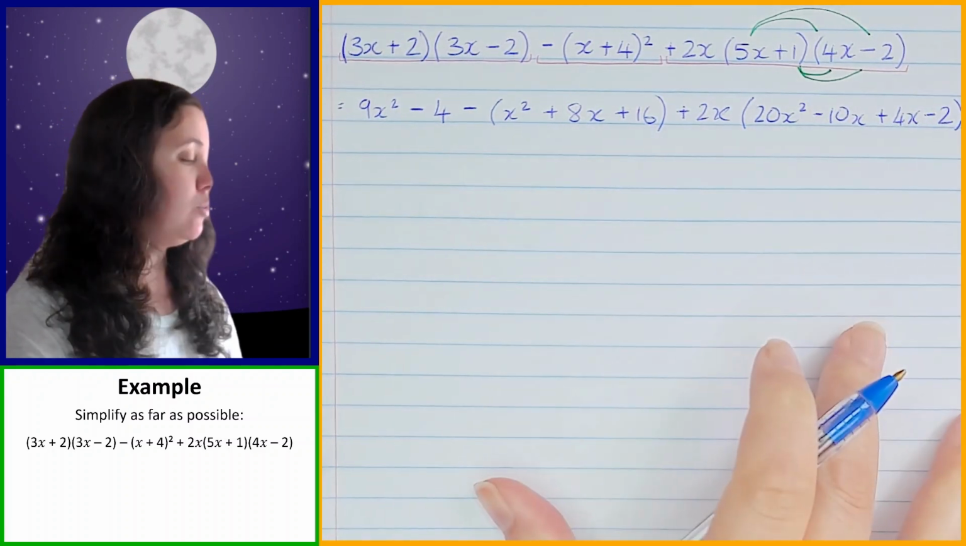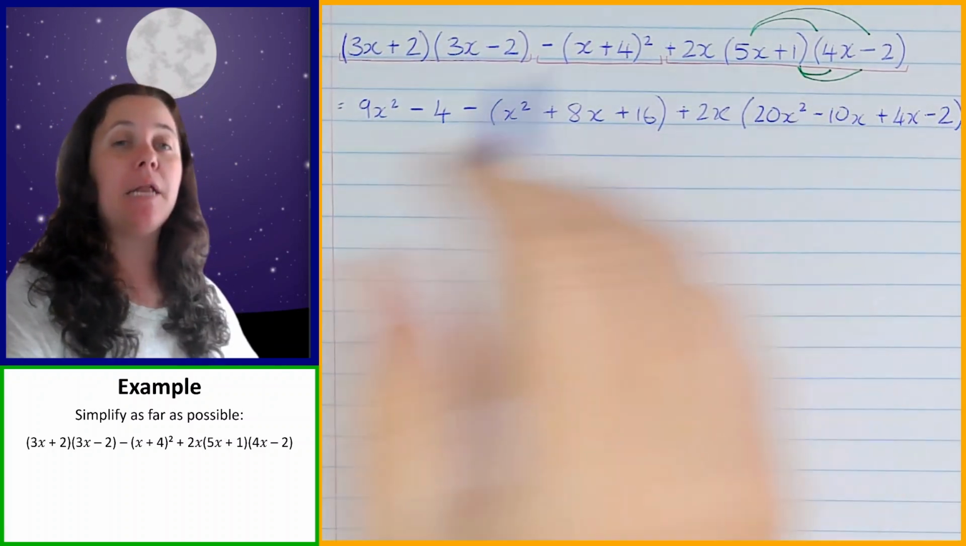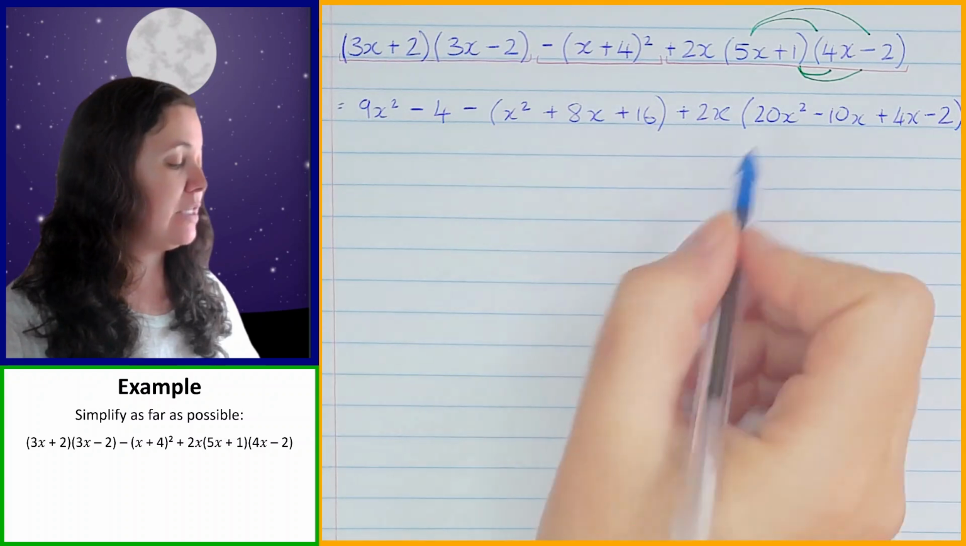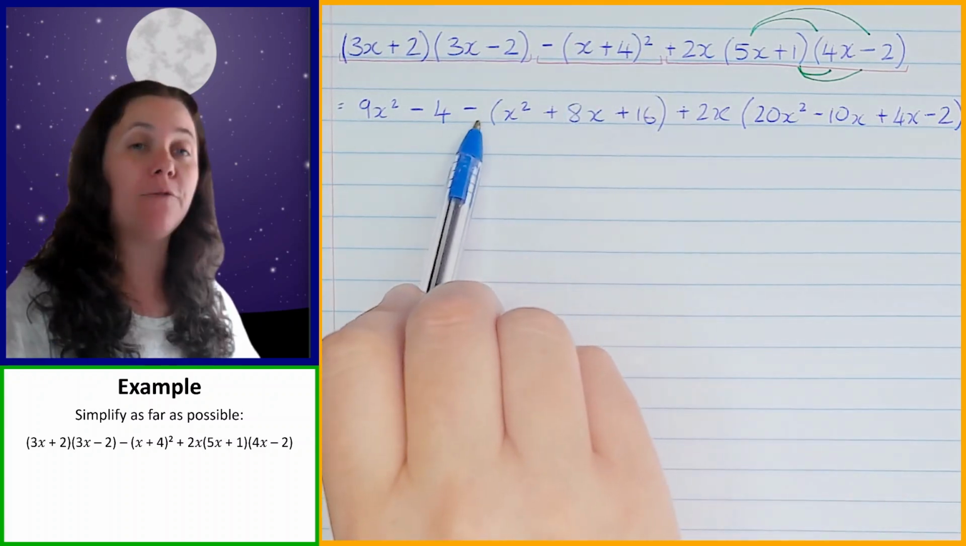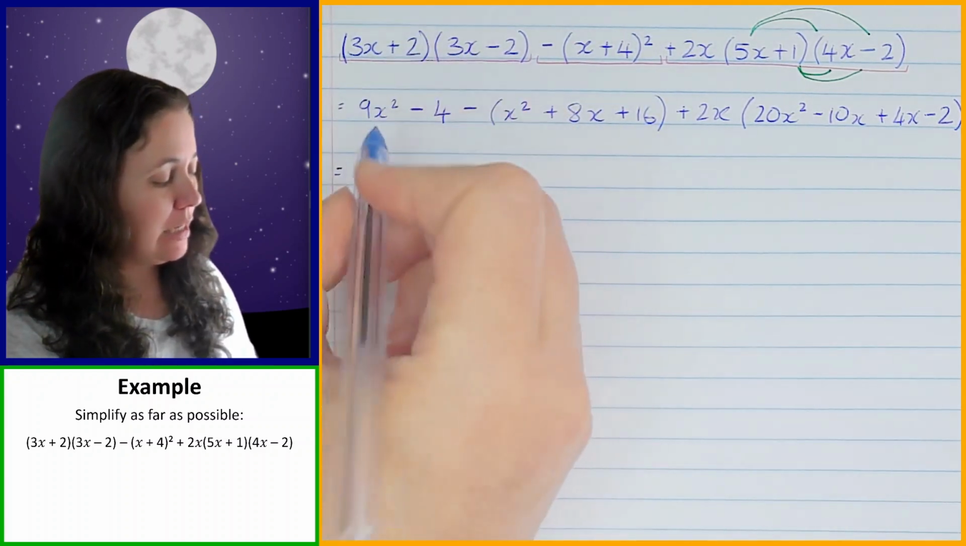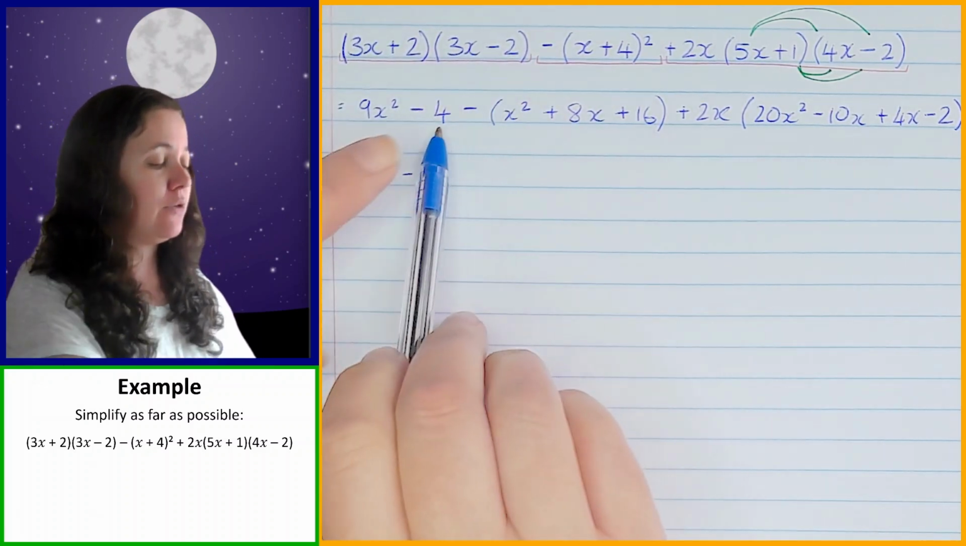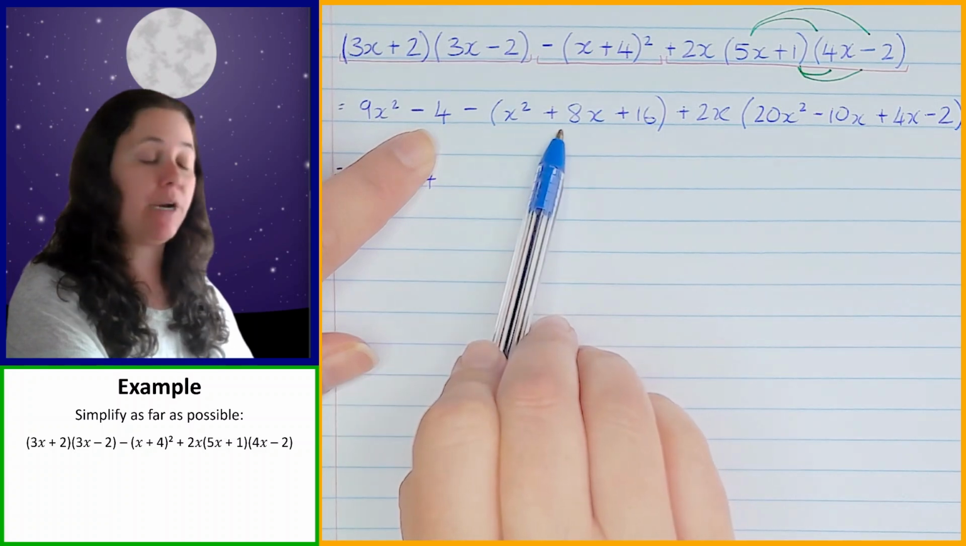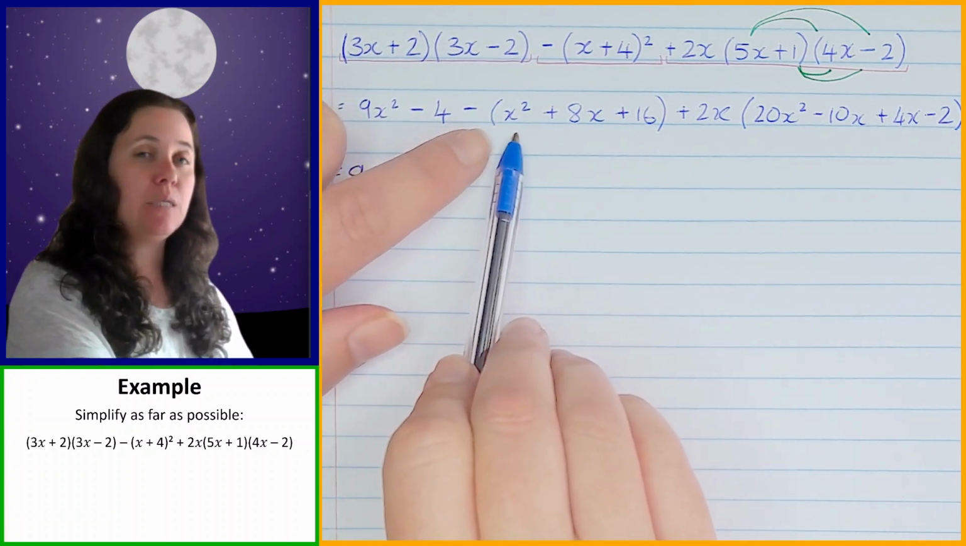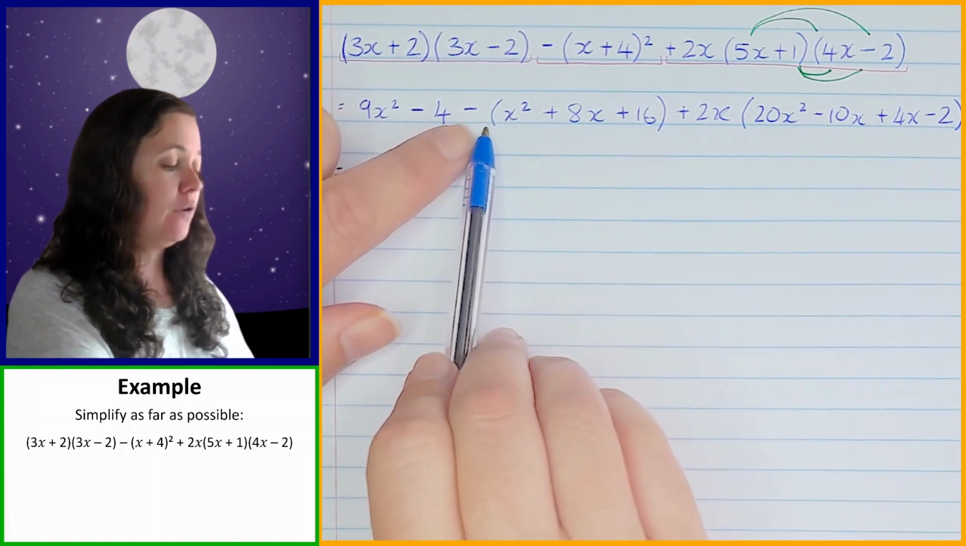Okay, so that's what you should get when you multiply that out. Now we're not done yet. We still need to get rid of these brackets by multiplying in what is in front of them. So over here I've got 9x squared minus 4. Now be careful, this 4 is not what I'm multiplying into the brackets. What I'm multiplying into the brackets is what is right in front of the bracket.